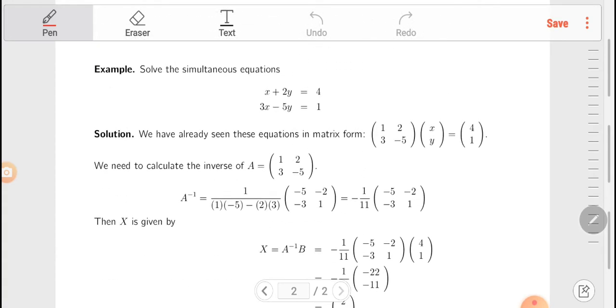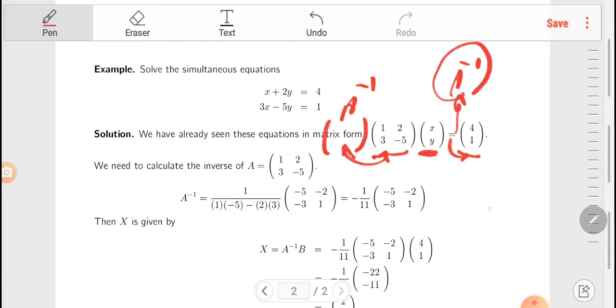Let's see how. Now we want to multiply this matrix by x y equals 4, 1. We have to multiply A negative 1 here and A negative 1 there. The product here becomes the identity. So we have x and y on the left hand side and the product of A negative 1 times 4, 1 on the right hand side. So your task now is to determine the inverse of this matrix.